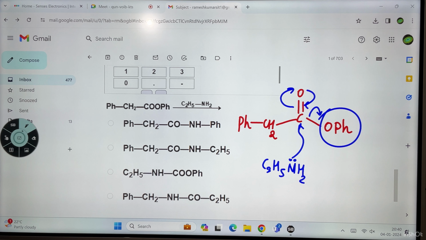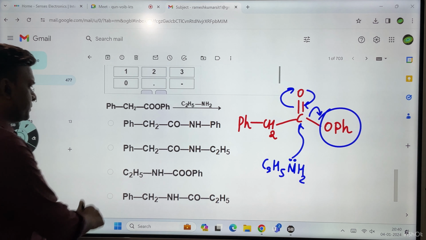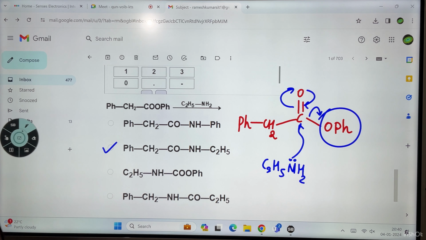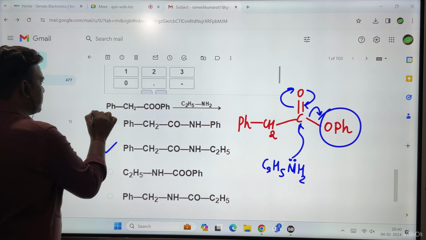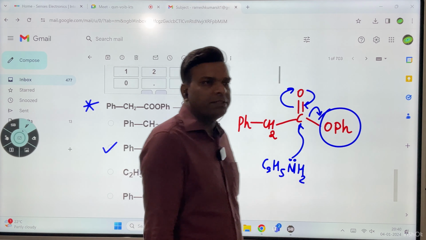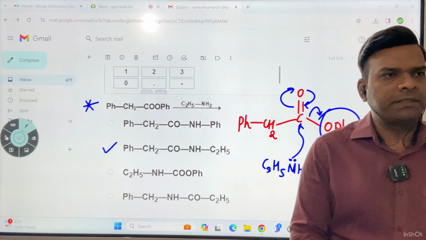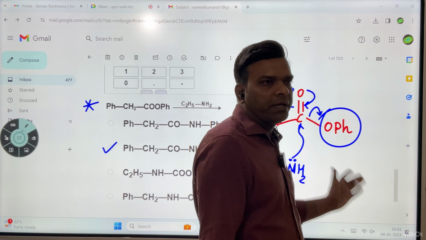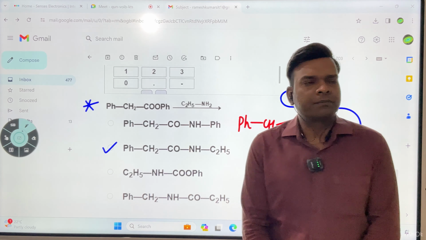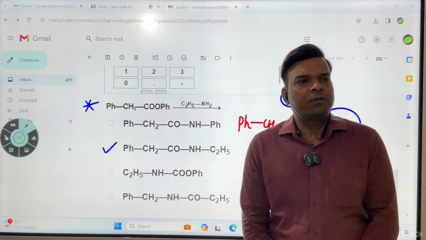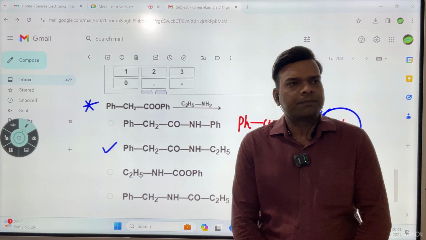So such kind of reactions are called nucleophilic substitution through tetrahedral intermediate, and this substitution reaction is taking place at sp2 hybridized carbon atom. So final product will be PhCH2CONHC2H5. This is an amide. So finally there will be formation of amide. Hence we can say that this nucleophilic substitution reaction is happening through tetrahedral intermediate, and PhO minus is a leaving group here. So PhO minus will leave out as a leaving group, and there will be formation of amide as a final product.